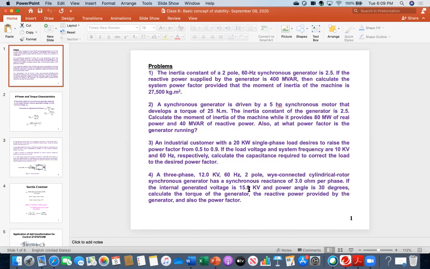Okay. And then sine delta value is 30 degrees, and then synchronous reactance is 3 ohm per phase. Yes. And then you need to multiply the numerator by 3, right? Yes, that's what I did. I got 32.5 megawatt. So it should be exactly the 30 megawatt. Okay, let me double check that. Yeah, please check.